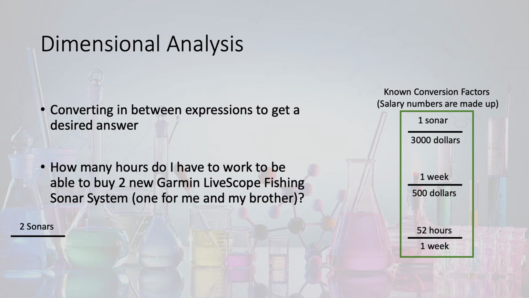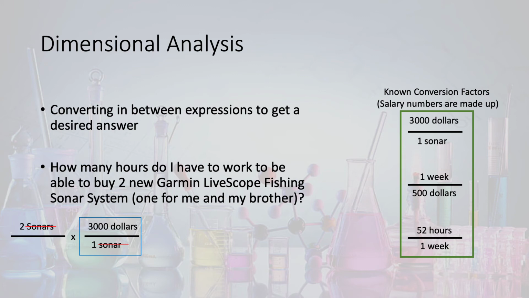However, if we try and multiply 2 sonars by 1 sonar divided by $3,000, we will not convert units and instead be left with a value of sonars squared in the numerator and dollars in the denominator. Remember, we can invert a conversion factor because the relationship between them stays the same even if inverted. So instead of using 1 sonar divided by $3,000, let's use $3,000 per 1 sonar. This will allow us to cancel sonars out as a unit, and we are left with dollars in the numerator.